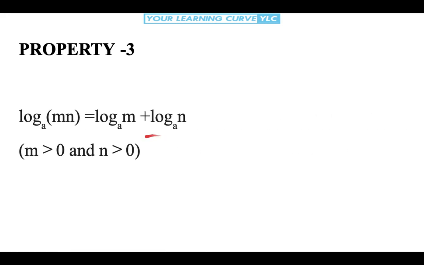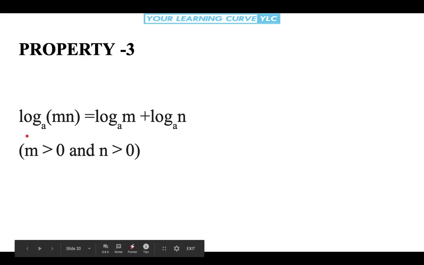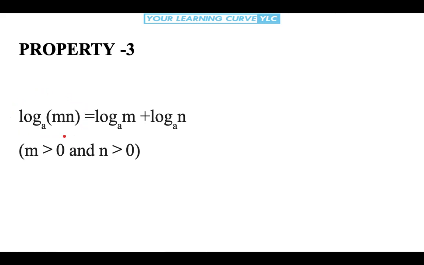The third property is a very important property which I was explaining to you in the first lecture, that is why logarithm is important. Logarithm of the product of two numbers is equal to the sum of the logarithms of the two numbers. The proof is very simple.